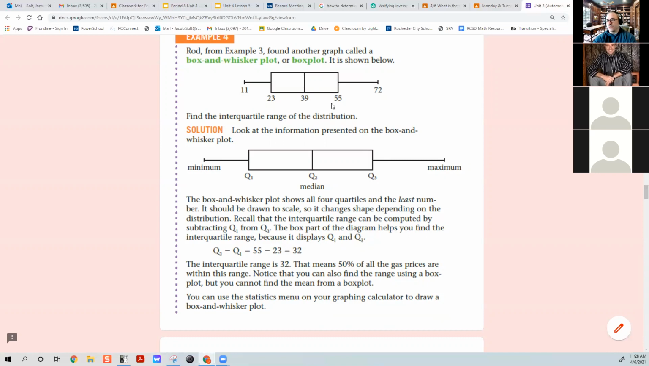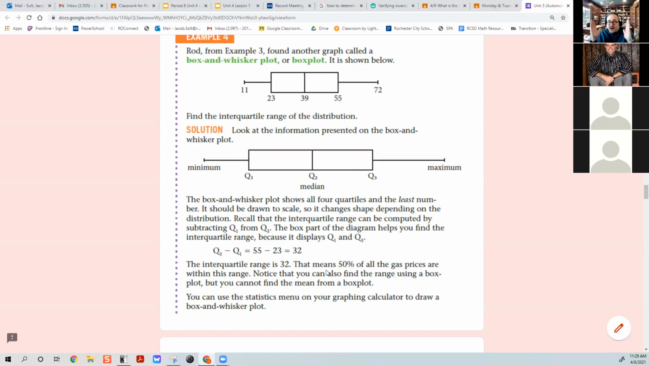So if I wanted to find the interquartile range of this real fast, I could just say, okay, I see 55, I see 23, 55 minus 23 is 32. That's the interquartile range. The interquartile range of this box and whisker plot is 32. And that tells me that 50% of the data is between quartile 1 and quartile 3. So I know that half of the data of this data set is located between quartile 1 and quartile 3. So it gives me an idea of the center of the data and how spread out that center is.